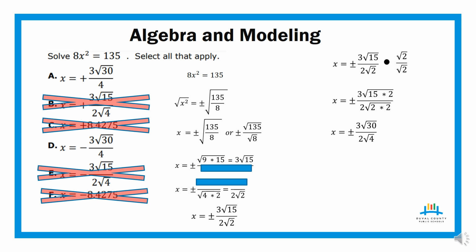We'll simplify this further, and we'll get x equals plus or minus 3 times the square root of 30 divided by 2 times the square root of 4, which we've seen before. And we'll take the square root of 4. So we'll get plus or minus 3 times the square root of 30 divided by 2 times 2, which now shows us that x equals plus or minus 3 times the square root of 30 divided by 4, which clearly is answer choices A and D.